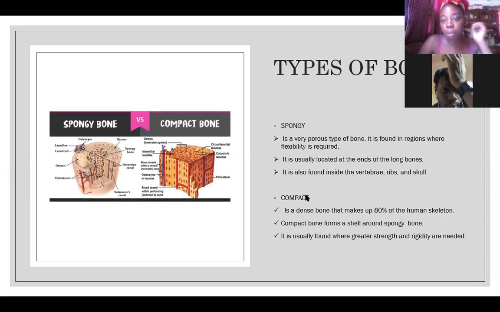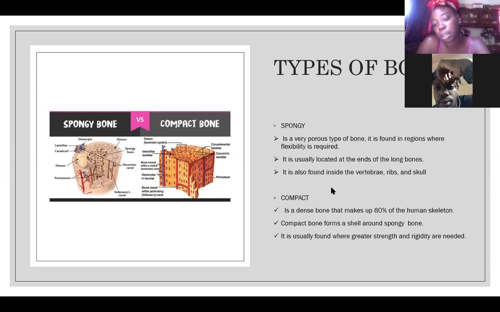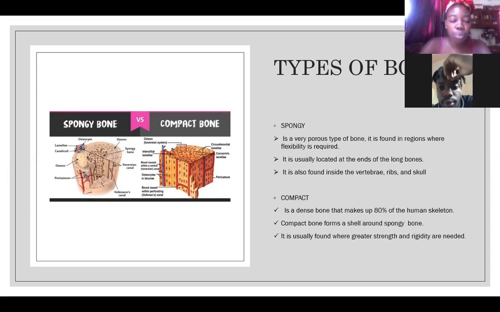And the next type of bones are compact bones, and these are more dense as opposed to the spongy bones, and it makes up 80% of the human skeleton. Compact bone usually forms a shell around spongy bones and is found where more strength and rigidness is needed. So that is it for spongy bones and compact bones.